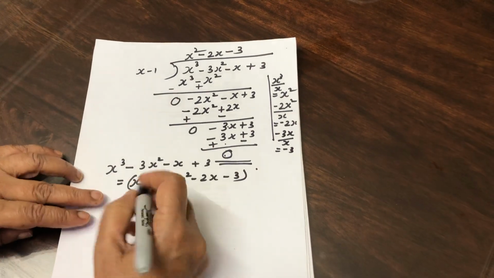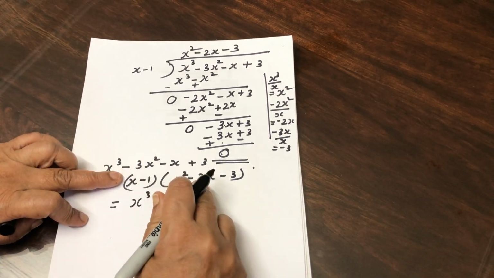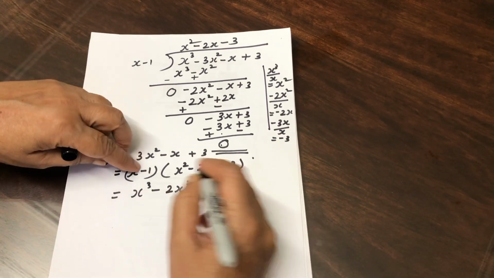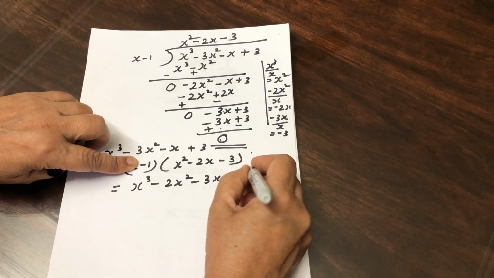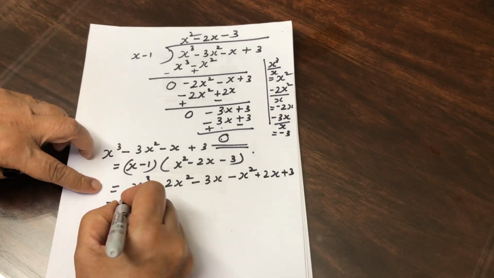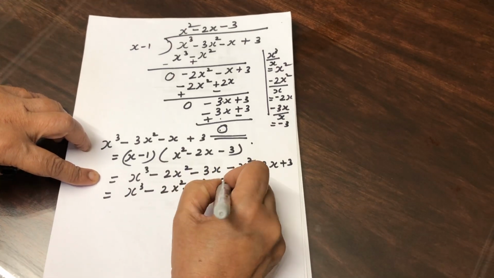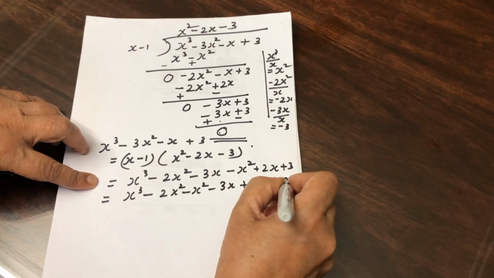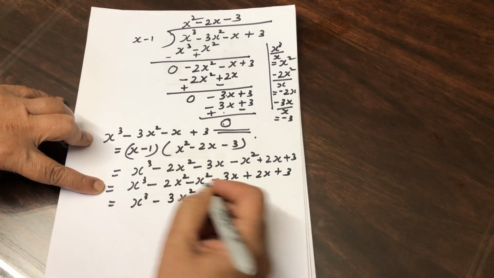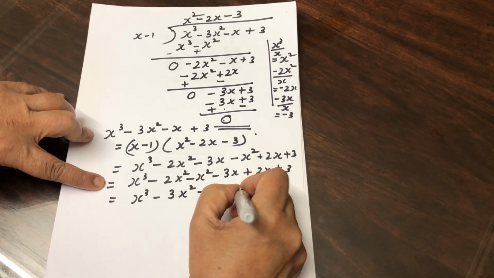So here you multiply each term with x first. X into x squared is x cube. X into minus 2x is minus 2x squared. X into minus 3 is minus 3x. Then you multiply with minus 1: minus x squared plus 2x plus 3. Now rearrange the terms: x cube minus 2x squared minus x squared minus 3x plus 2x plus 3. X cube, minus 2x squared minus x squared is minus 3x squared. Minus 3x plus 2x is minus x, and it is plus 3.